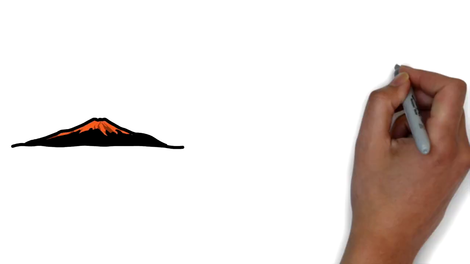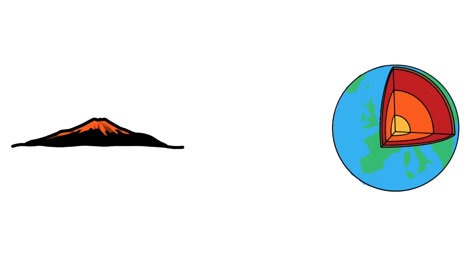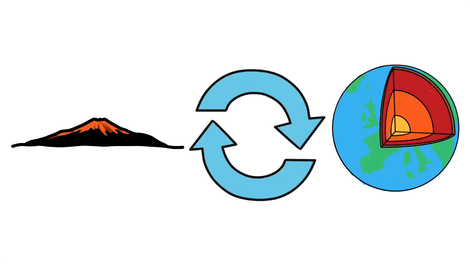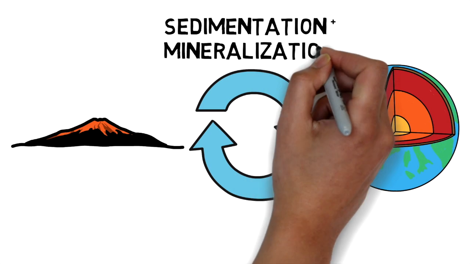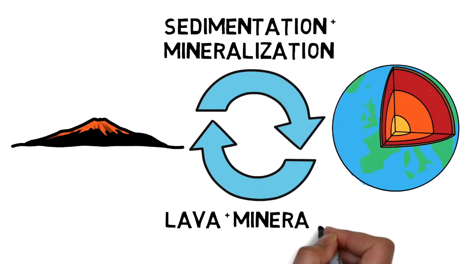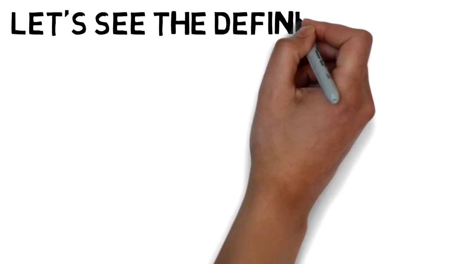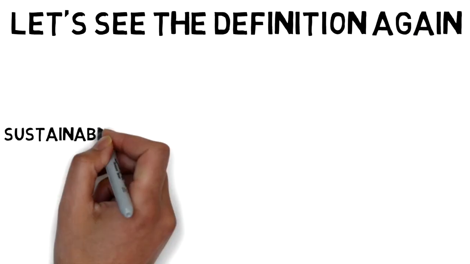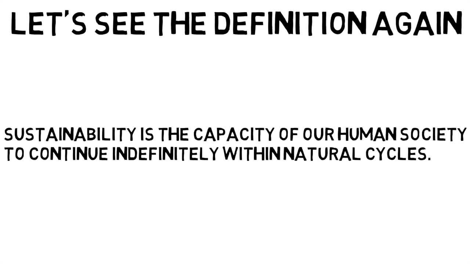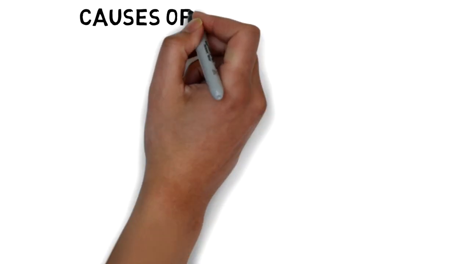The second natural cycle is a quite slow or gradual one. In this, volcanoes spurt out lava, minerals and molten metals, while stuff is returned to the earth's crust by processes such as sedimentation, mineralization and erosion. Let's go through the definition again. Sustainability is the capacity of our human society to continue indefinitely within the natural cycles I just told you about.